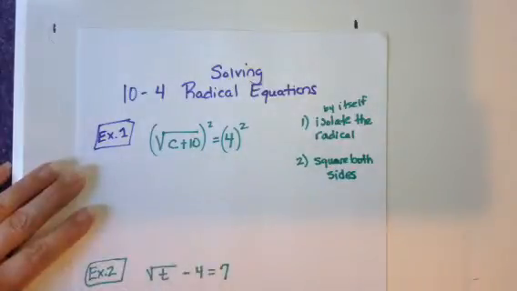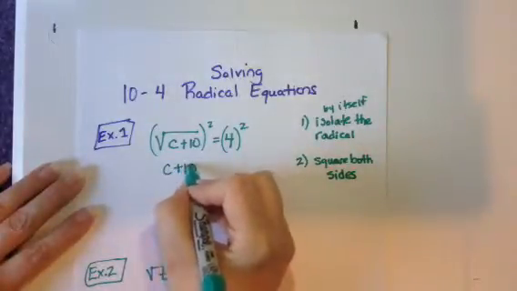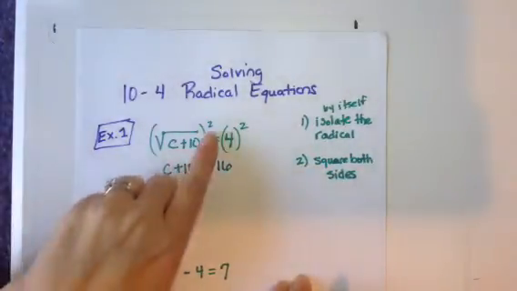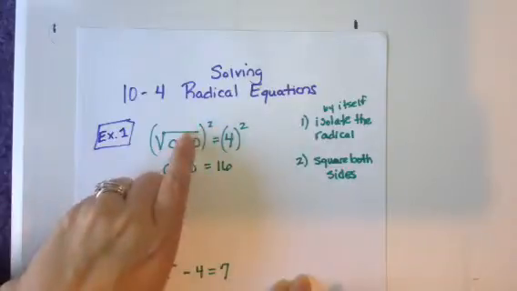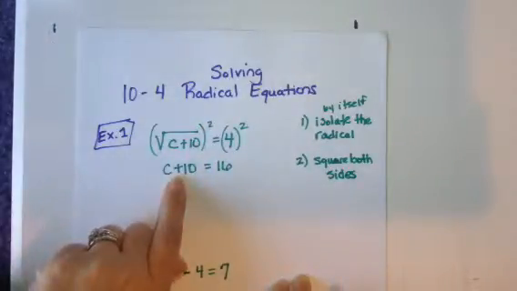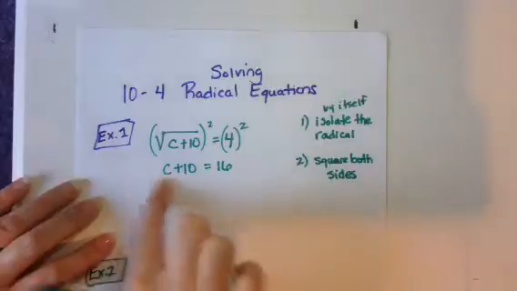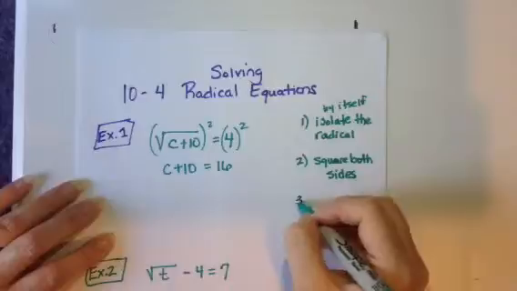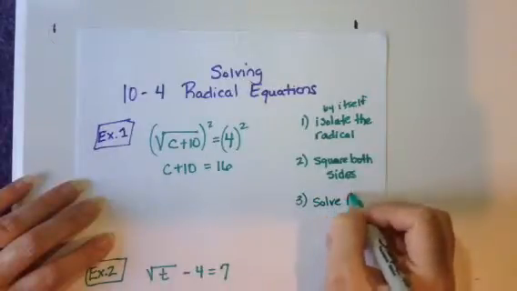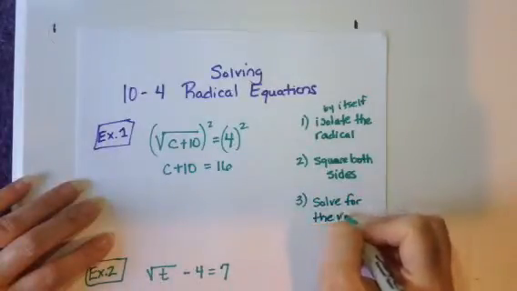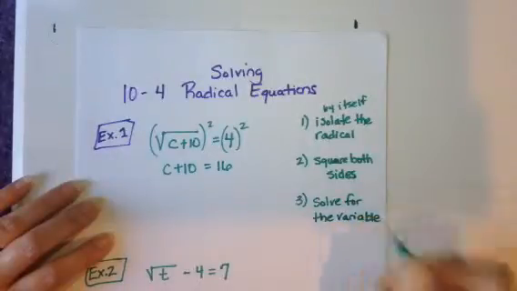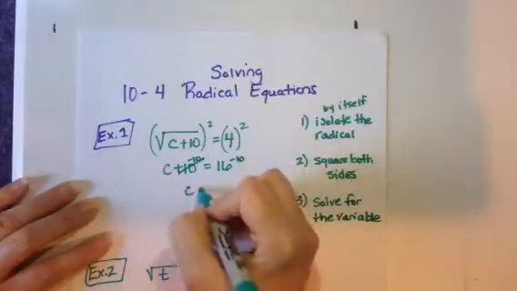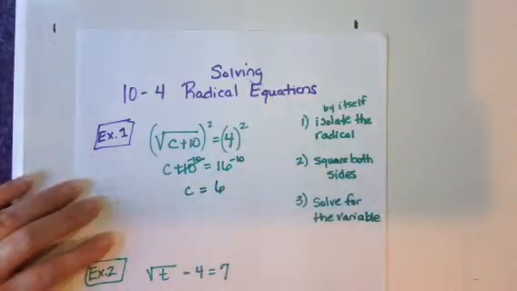In doing that to the left-hand side, that leaves me with c plus 10. And then 4 squared is going to be 16. Remember, anytime you square a radical, they're inverses of one another, so you're just left with whatever is under the radical. Now this is just a regular Algebra 1 problem. How do you solve for c? So this is step 3. Solve for the variable. I'm going to do the opposite to get 10 to the other side. So I have c equals 6.